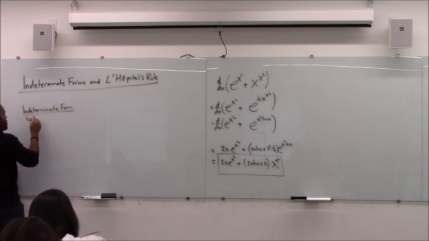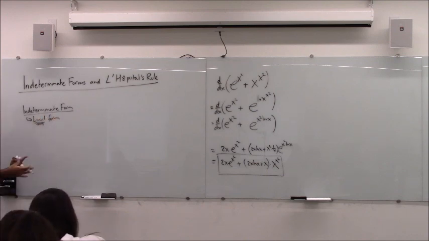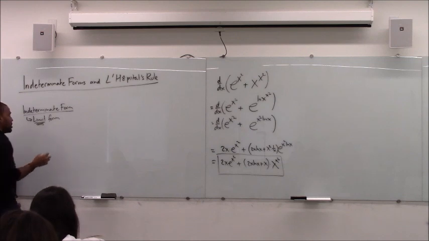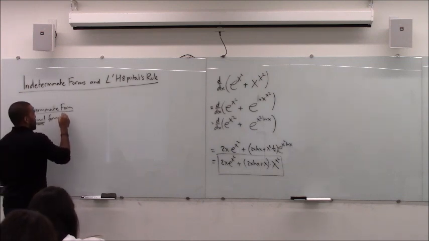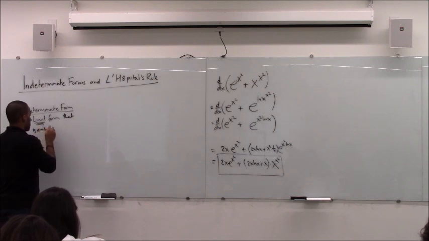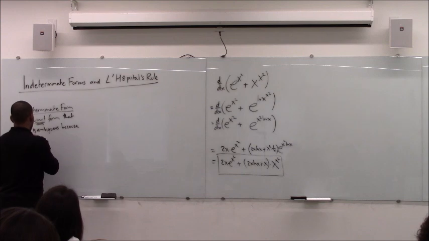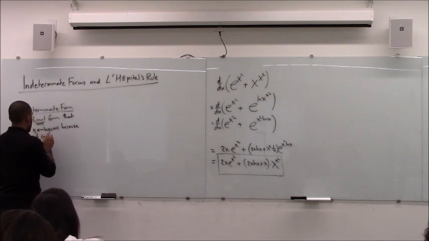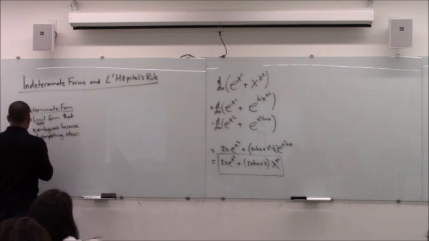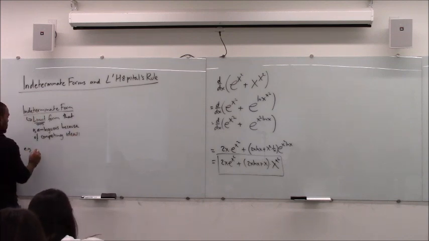So, this is a limit form. So it's when you're taking a limit, so it's not just something that's going to exist on its own. Limit form that is ambiguous because of competing ideas. So what are such forms? These are forms like infinity raised to 0.